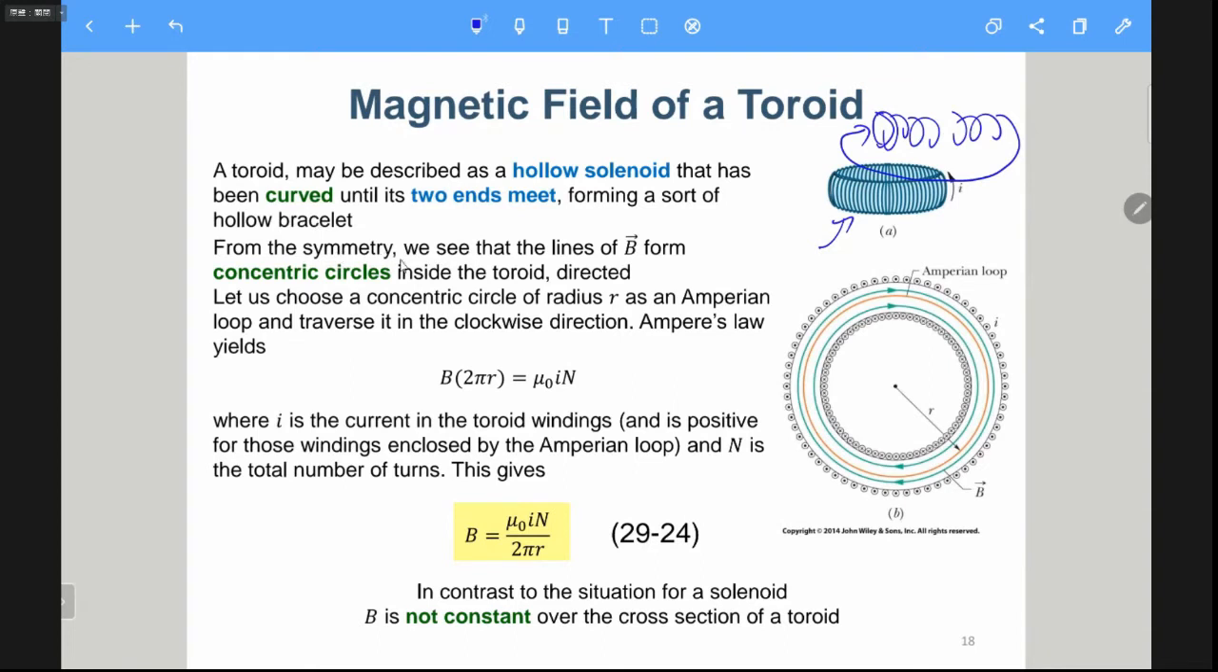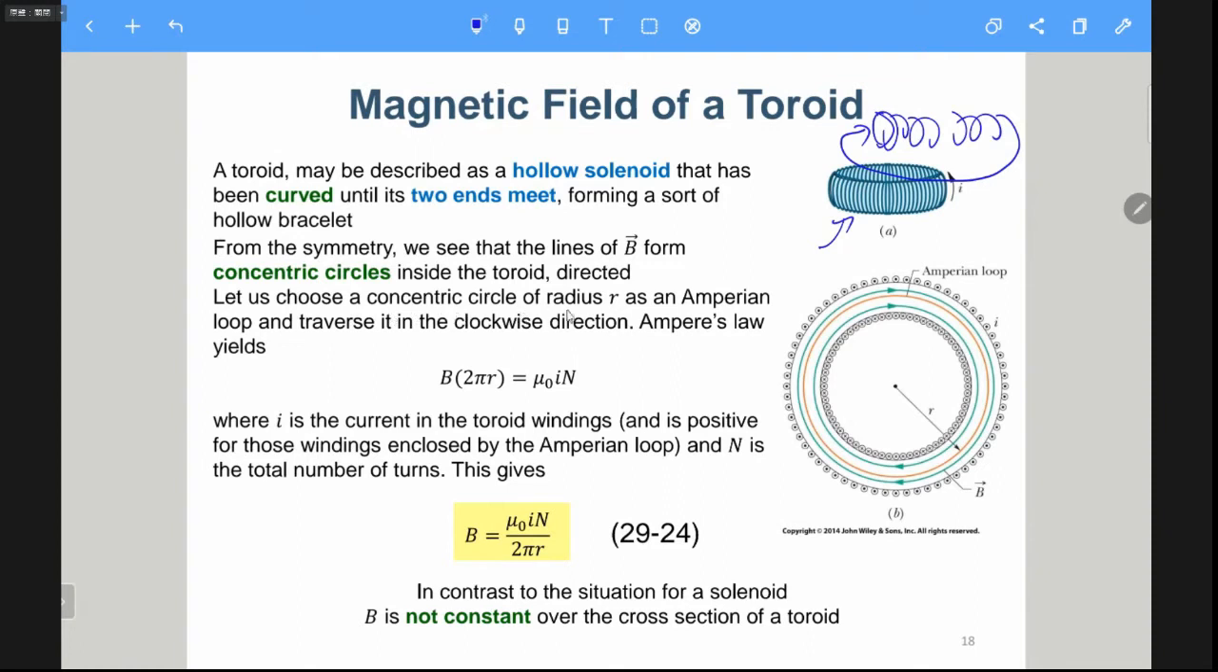From the symmetry, we can see that the lines of B form concentric circles inside the toroid. So let us choose the concentric circle of radius r as an Amperian loop. This orange circle is the Amperian loop. For the inner circle, we have all the current going into the page. For the outer circle, we have all the current going out of the page. Now we consider the Amperian loop here, which means that only the inner circle has the current enclosed by this loop. So we only count the current for the inside circle.